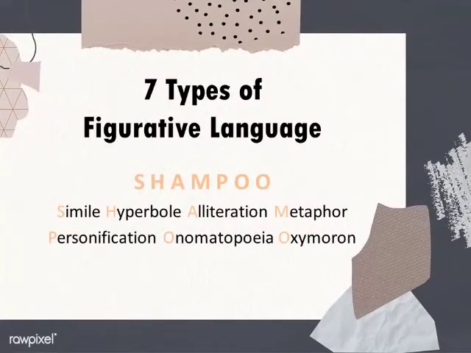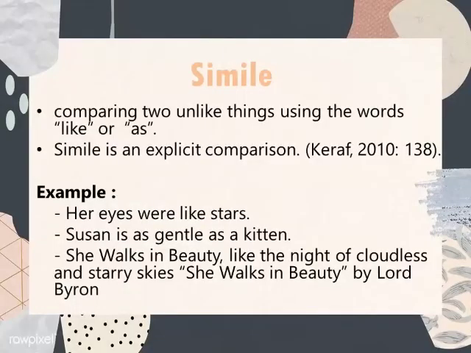So there are 7 types of figurative language, and an easy way to remember them is to use a memory trick and think of the word SHAMPOO. Each letter in SHAMPOO represents the first letter of the 7 types of figurative language you need to remember. So let's jump into the first type. The first one is simile.